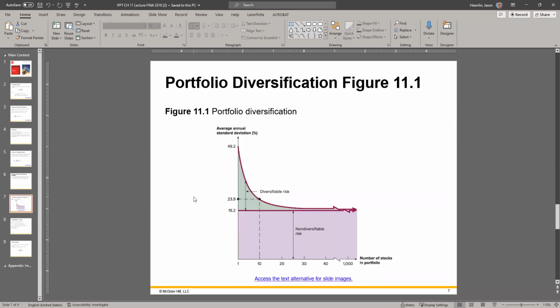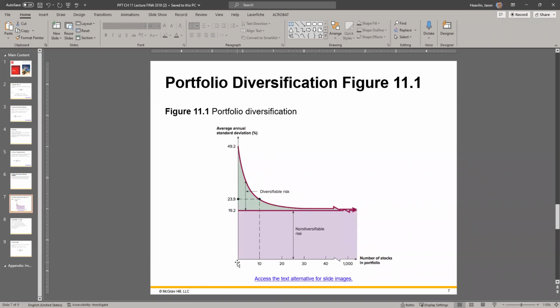Here is somewhat of a graphical representation of how that works. What you have here at the bottom is if you have only one stock versus a portfolio with 10 different companies, 10 different stocks, not 10 shares of the same stock, 10 different companies, 20 different stocks, 30 different stocks, 40 different companies, 1,000 different companies. Okay. So remember, it's not 10 shares of the same company and 20 shares of the same company. It's 10 different companies, 20 different companies, and ideally in different industries.